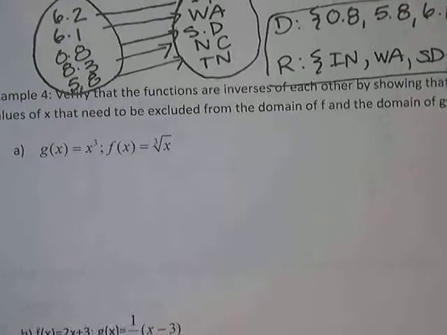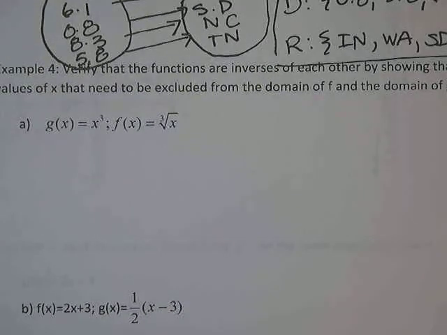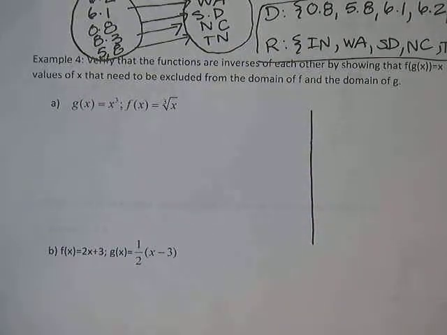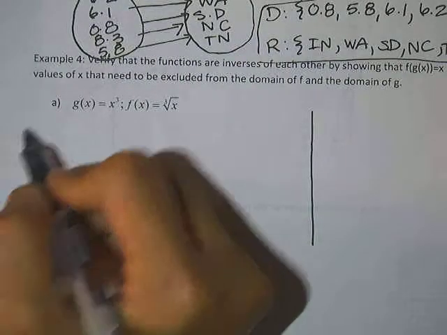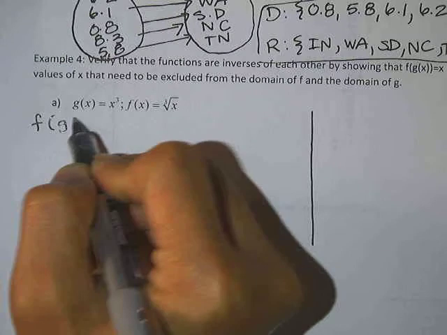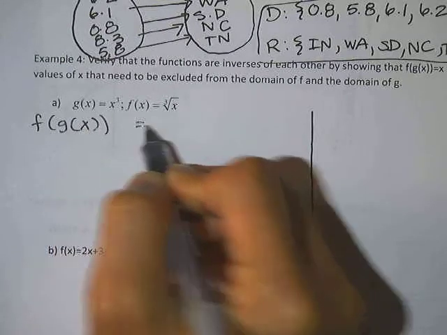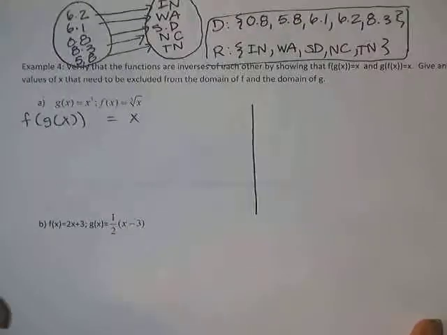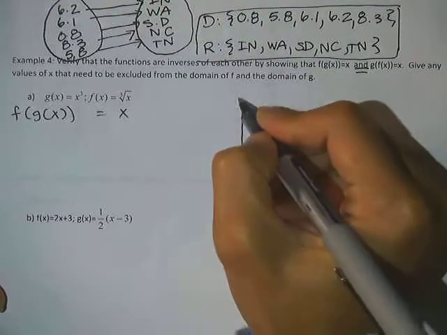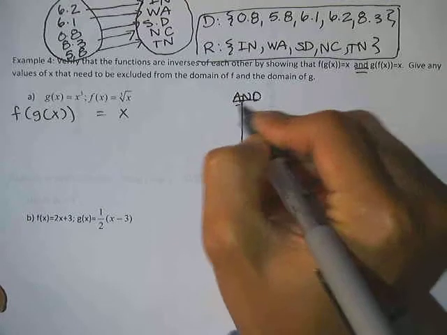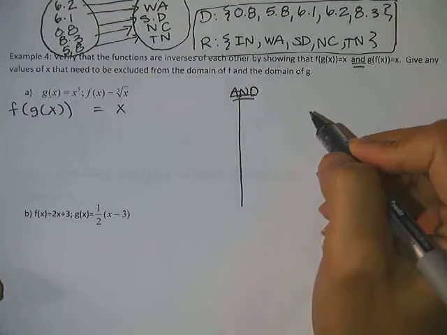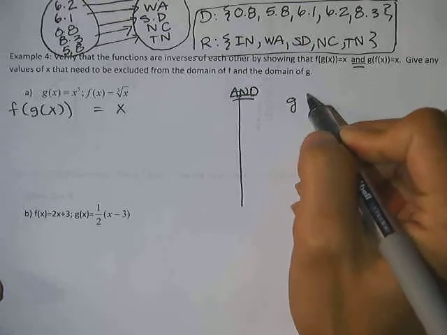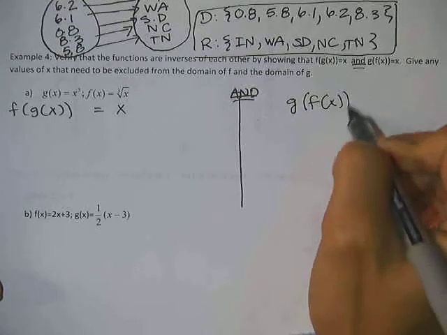Okay, so to show that they're inverses of each other, we're going to break this into two columns here. On the left, we're going to show f of g of x to see it comes out to be x. Now, the word is "and," so it's super important, okay? They both have to come out to be x for these two functions to be inverses of each other. So g of f of x equals x.